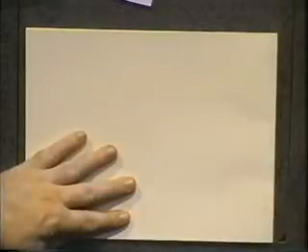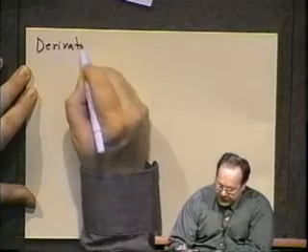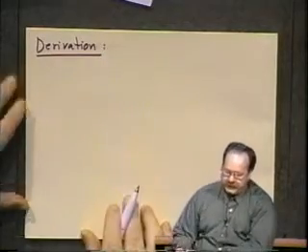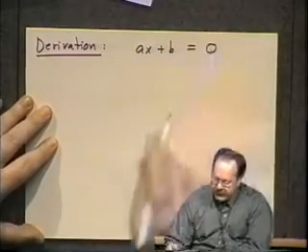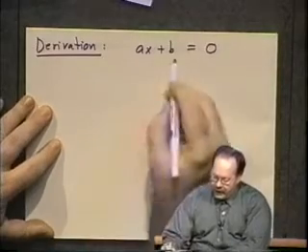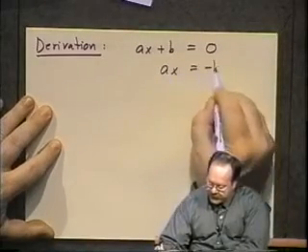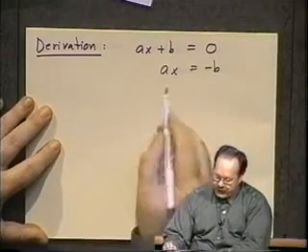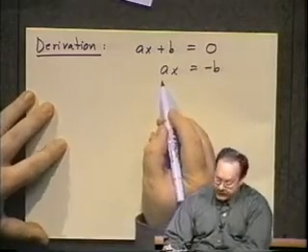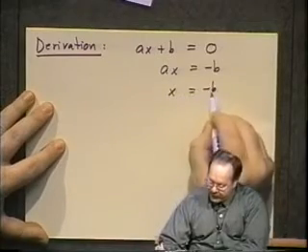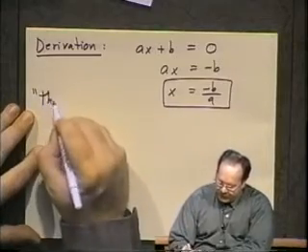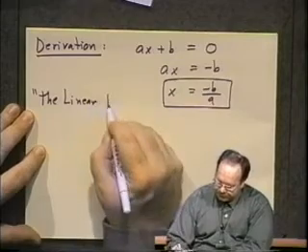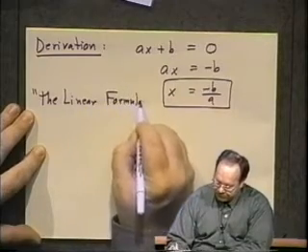Let's go ahead and do a little derivation here. Now, this is an algebraic derivation. Of course, I'm doing this with algebra. And let me show you where it leads and then what we'll call it. Suppose you start with ax plus b equals 0. Then we could rewrite that as ax equals minus b, moving the b over to the right. We can then divide by a, because remember we took a not to be 0. So x would be equal to minus b over a. This, if you like, you could call the linear formula.